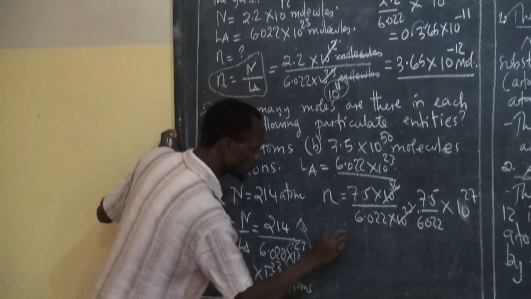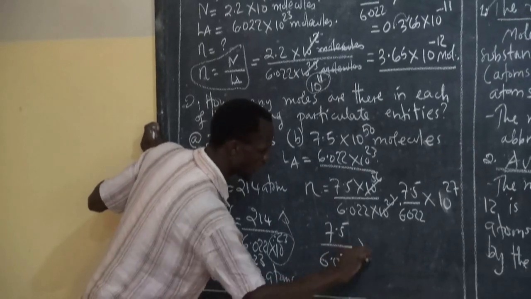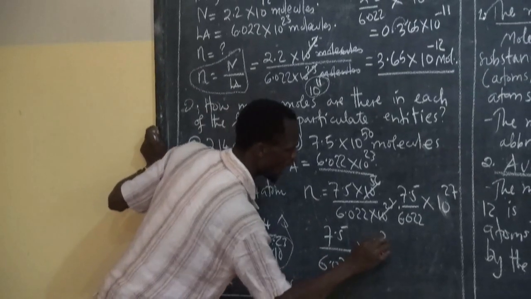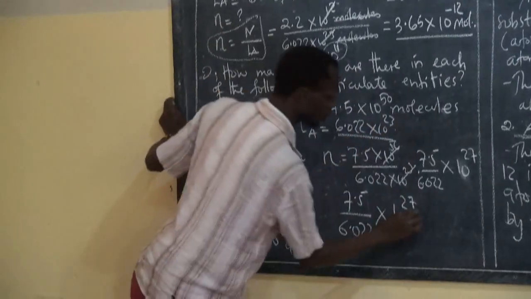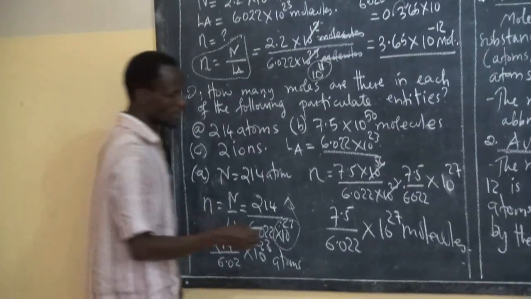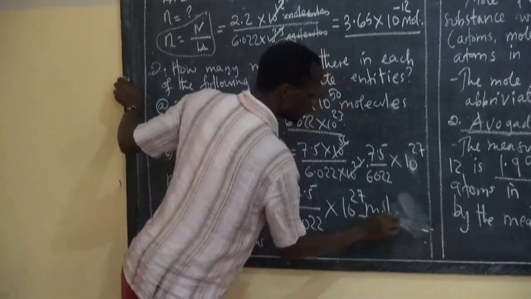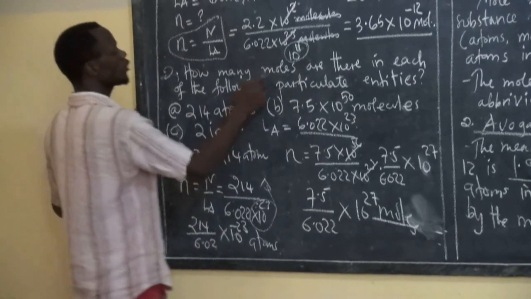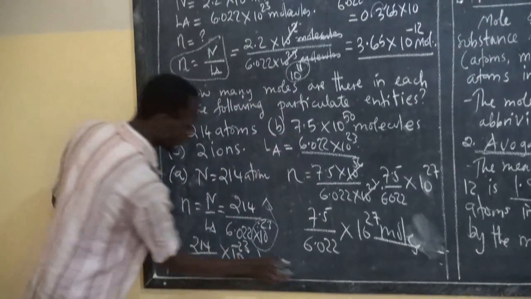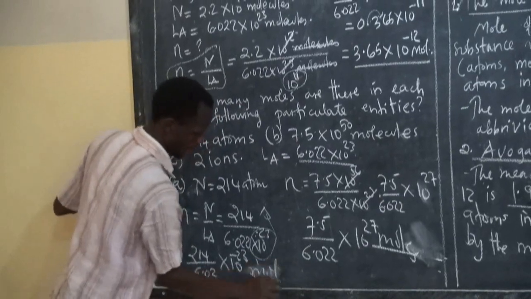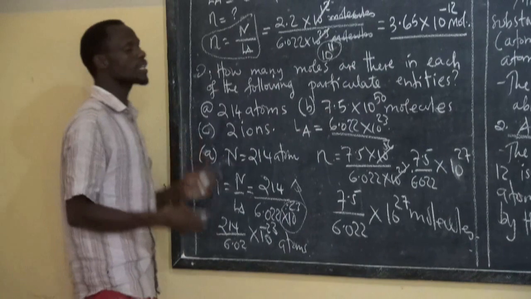Therefore, after that, you take 7.5, you divide by 6.022 times 10 power 8. This is not molecules, it is mole. You understand? Because the question is that we need to determine the number of mole. Now here it is mole. But the same applies here. If now you're talking about 2 ions, the same case.